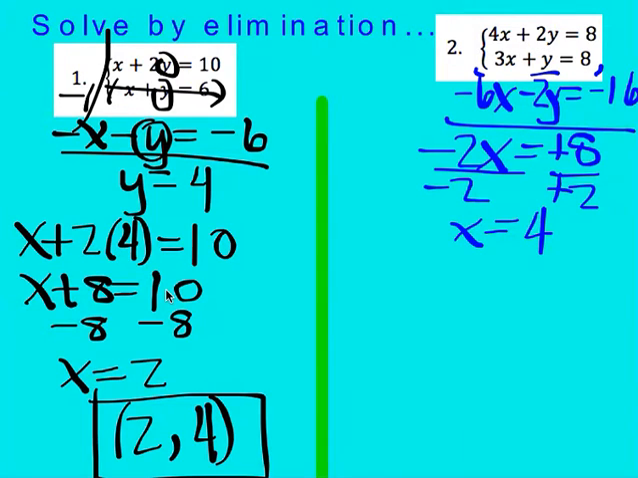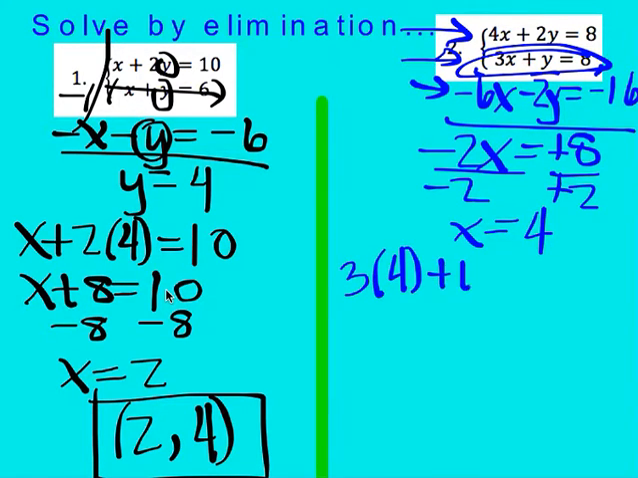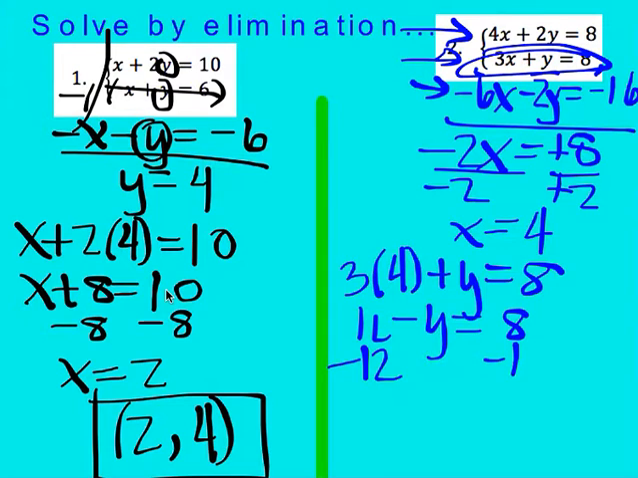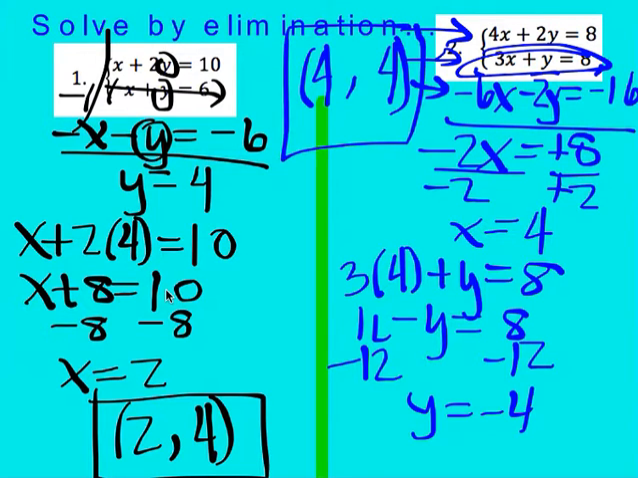So now I need to plug it back in. And remember, when I do that, it doesn't matter which version I plug it back into. So I'm going to plug it back into this bottom one, since it already has a 1 with the y. So I'm going to have 3, and then instead of writing x, I'm going to put in 4, plus y is equal to 8. So then I have 12 plus y is equal to 8. Then I just need to subtract 12 from both sides. 8 minus 12 is equal to a -4. So then we need to write that out as a point, first my x, and then my y. So then I get (4, -4) as my answer for number 2.